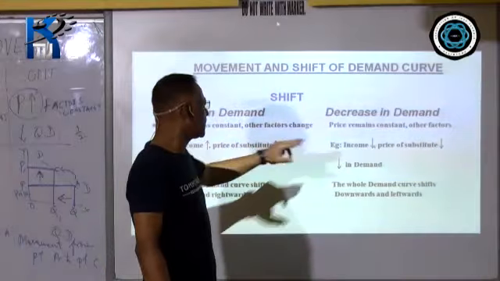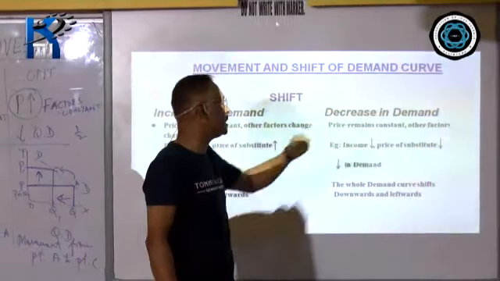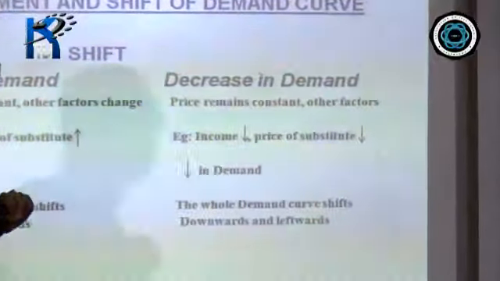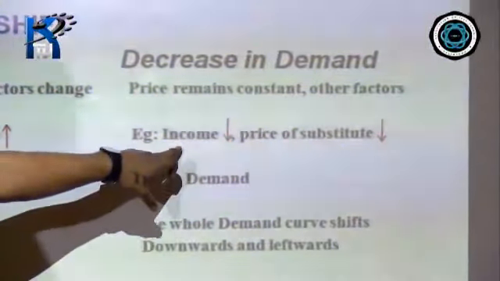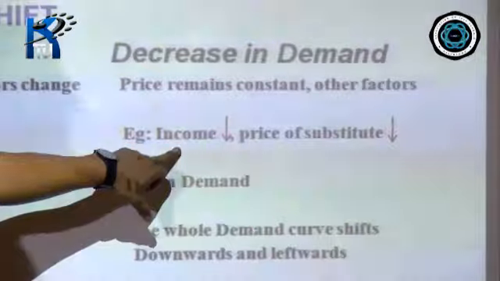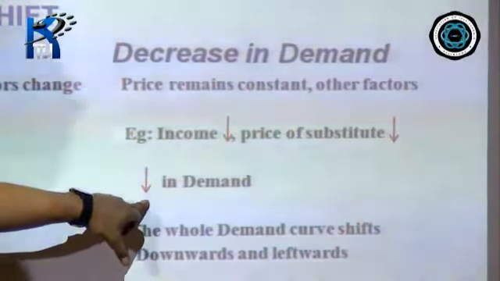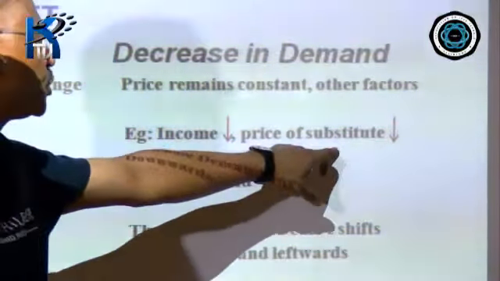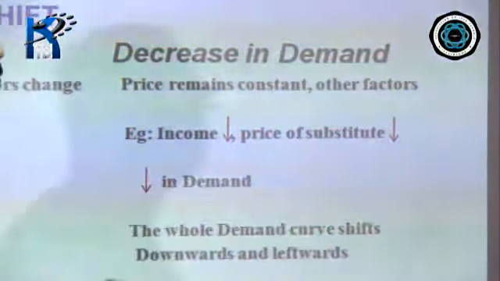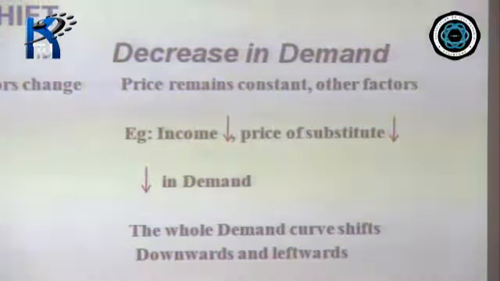Whereas in this case, there has to be decrease in demand. How can there be decrease in demand? Price is same, but your income has decreased. When your income decreases, obviously there will be a decrease in demand. Another example, price of substitute good decreases. If the price of coffee, which is the substitute good, falls, then people will switch over from tea to coffee. What will happen to the demand for your good tea? It will decrease because people will start drinking the substitute good coffee.